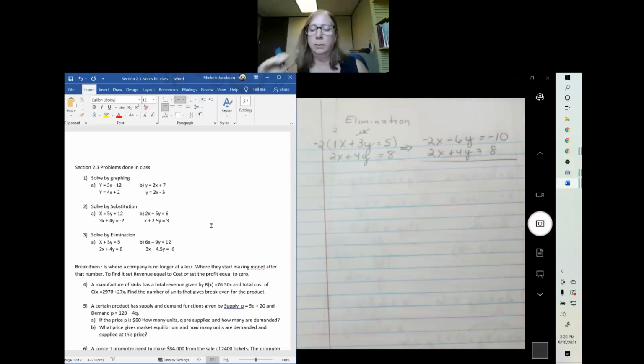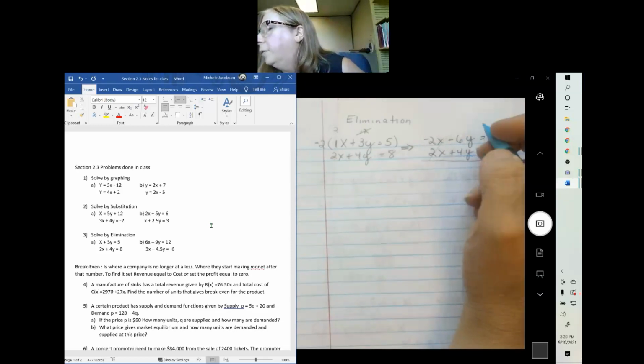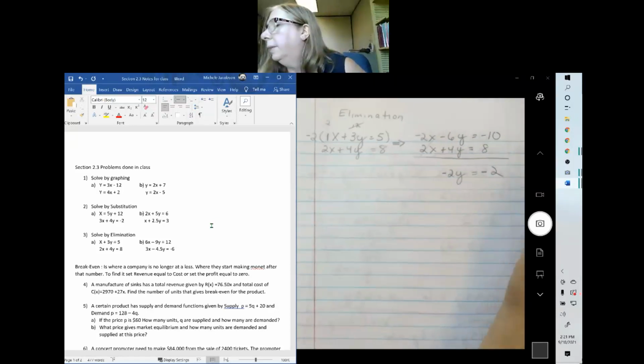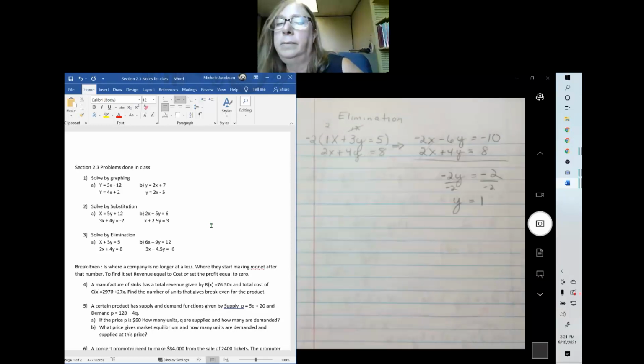Any questions on that part? Notice when you add down, negative 2, positive 2, those x's cancel. When we add these two, we get negative 2y equals negative 2. Divide by the negative 2, and we get y equals a positive 1. Any questions?